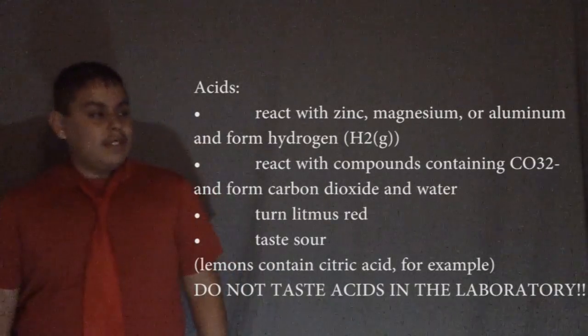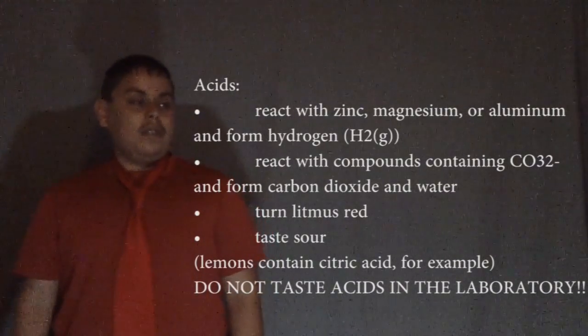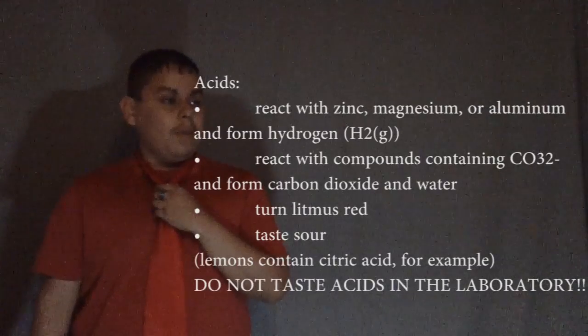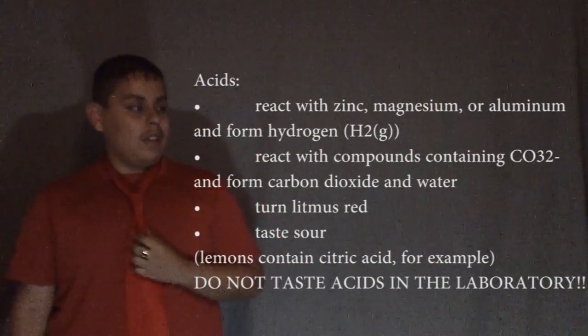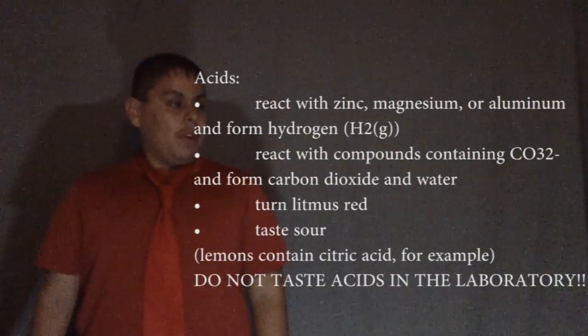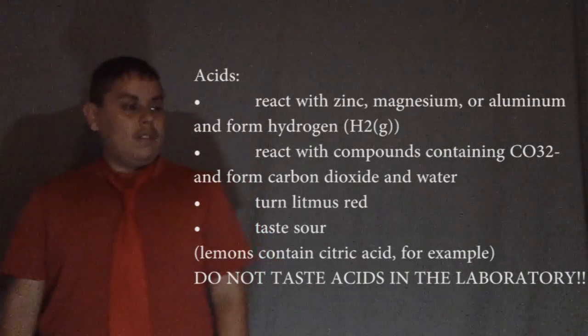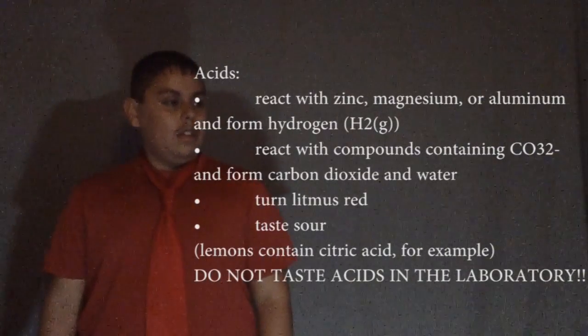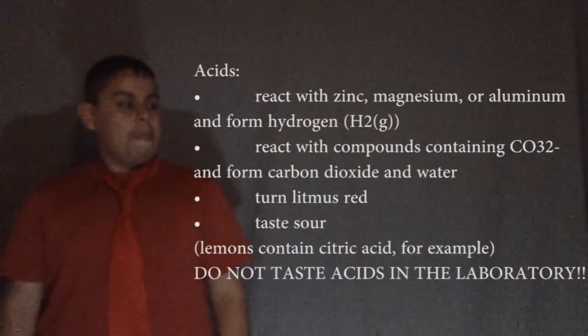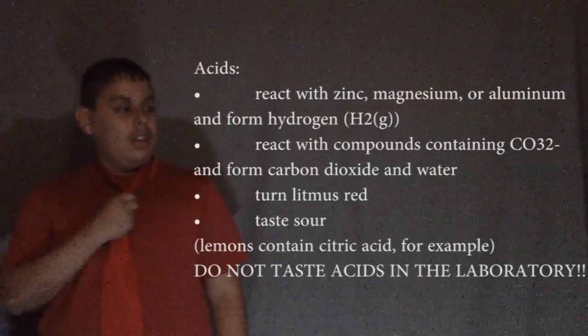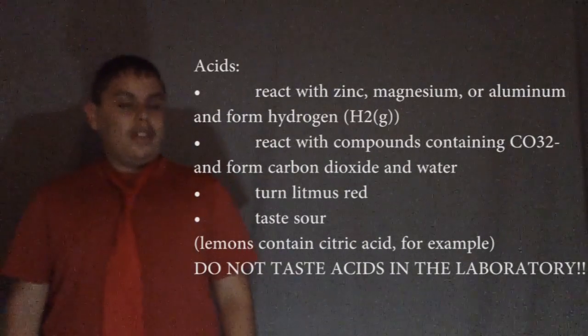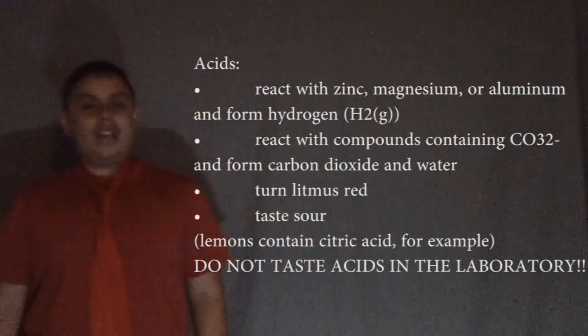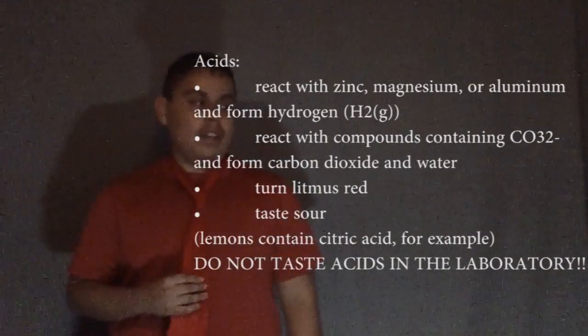The properties of an acid are: when reacted with zinc, magnesium, and aluminum, they form hydrogen ions, which is an H plus ion. They react with compounds like CO3 2 minus to form carbon dioxide and water. It will turn litmus paper red, and it tastes sour. An example would be a lemon. It is citric acid, a weak acid, but an acid nonetheless.